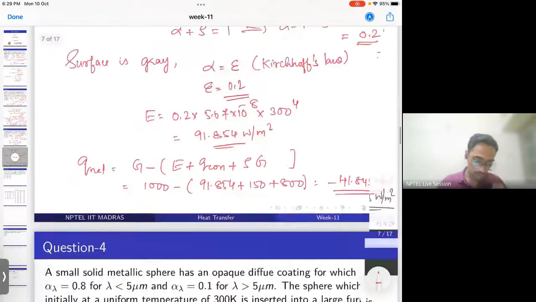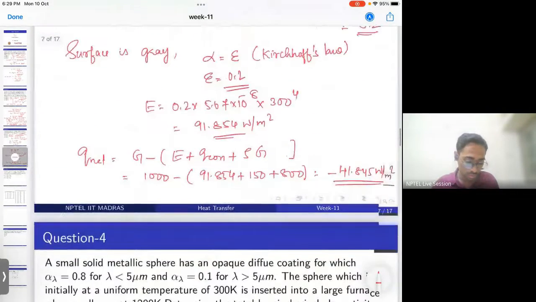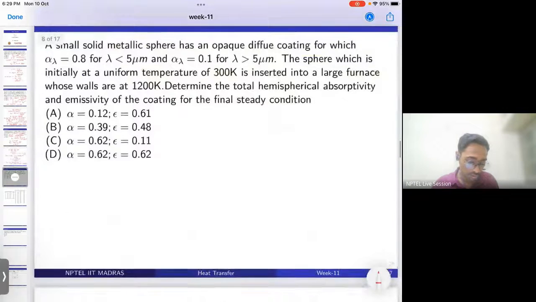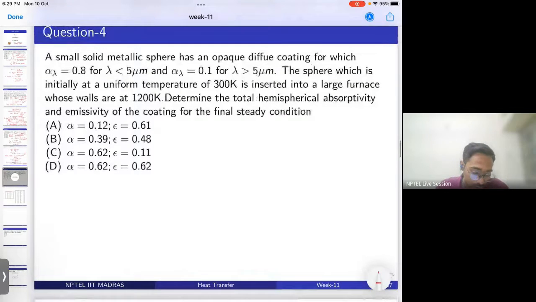So the surface is losing heat. I hope this question was clear. It was a similar kind of question we already did for questions 1 and 2. So next we have question number 4.